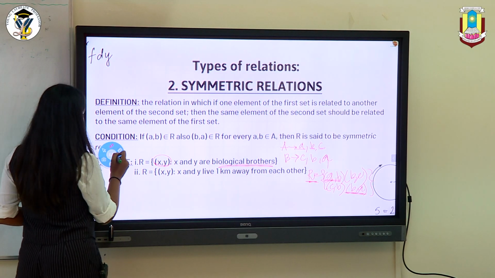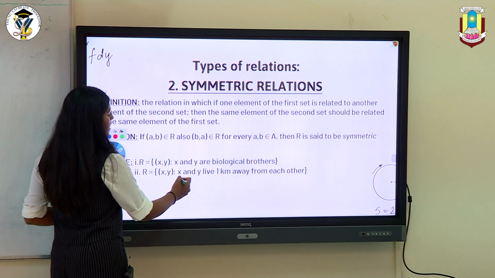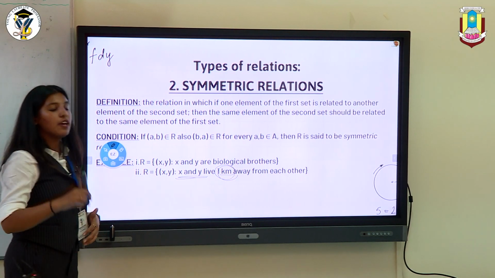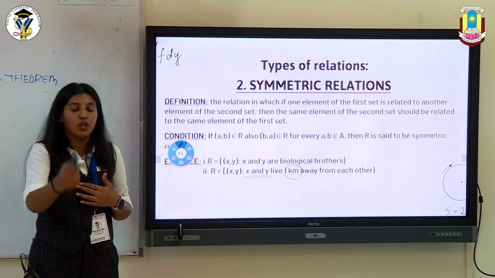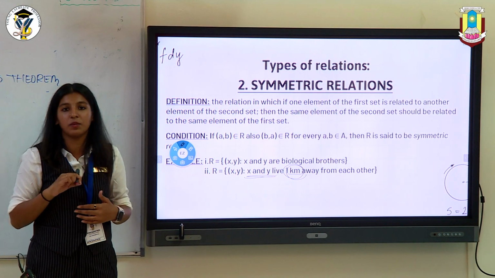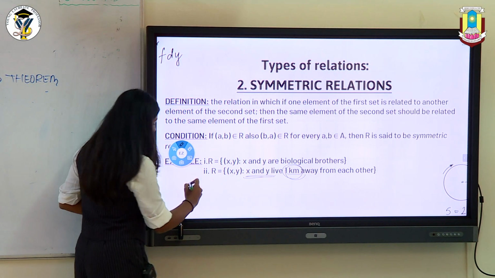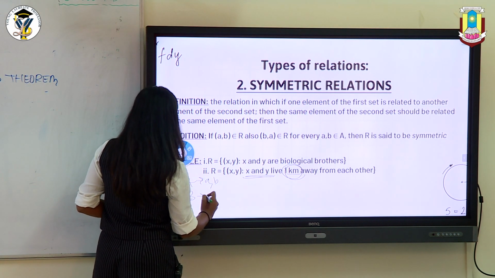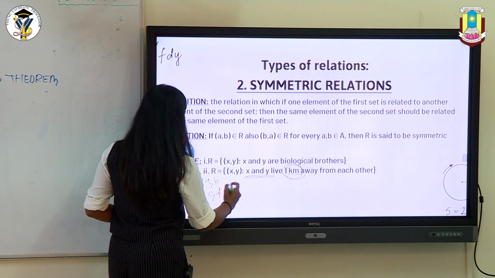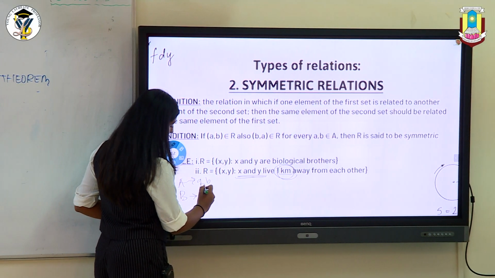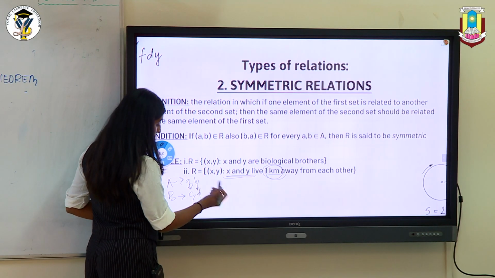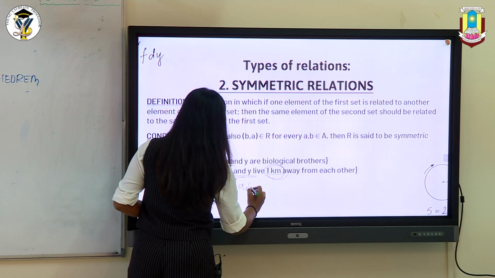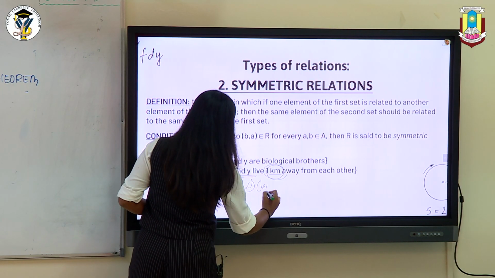Another example I've given is X and Y such that X and Y live 1 kilometer away from each other. If I live 1 kilometer away from you, it means you also live 1 kilometer away from me. So you have the set A and B and also C and D. And I live 1 kilometer away from C and B lives 1 kilometer away from D. That gives you the relation A, C, B, D.